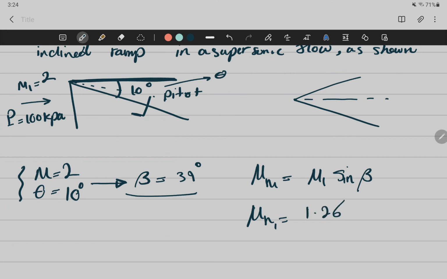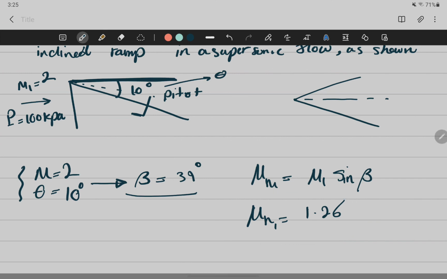So after this weak shock wave, we are still going to have a supersonic flow. Okay? Is this true? Is what I said true? Yeah. So based on this number, I concluded that after the shock wave, we are still going to have supersonic flow. Think about it. This is the normal component of upstream Mach number. We don't really have any information about the downstream yet. You have to go to the tables.